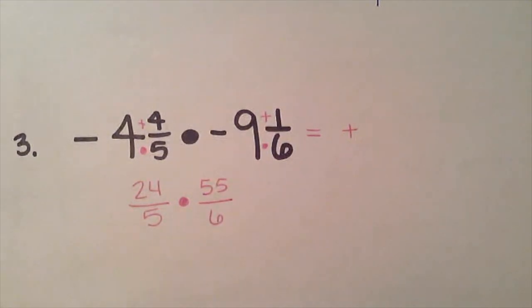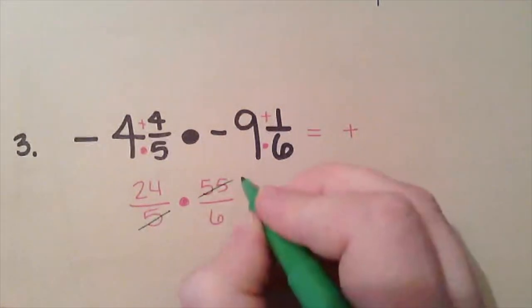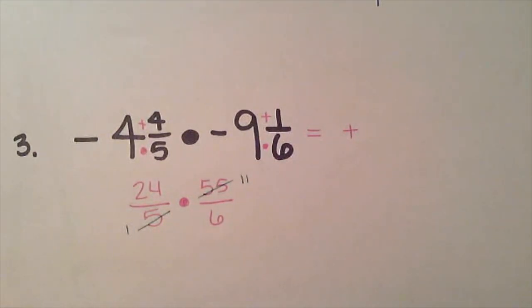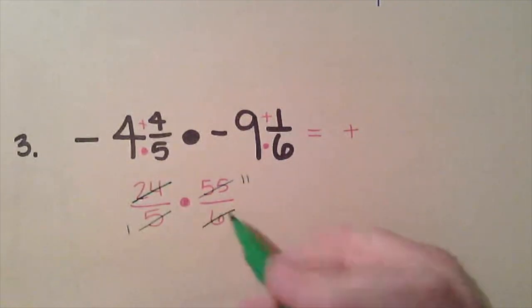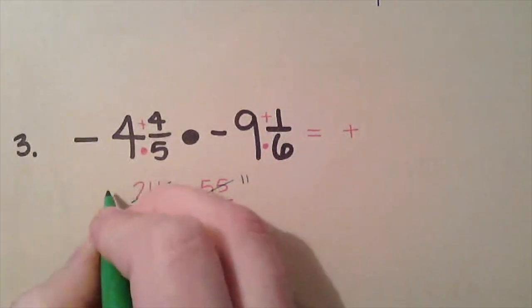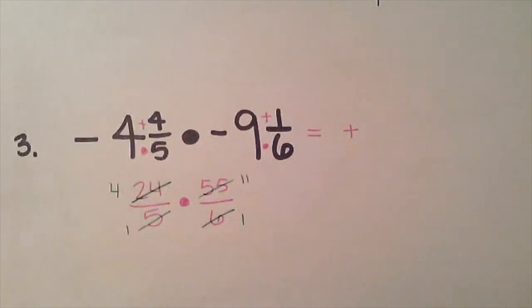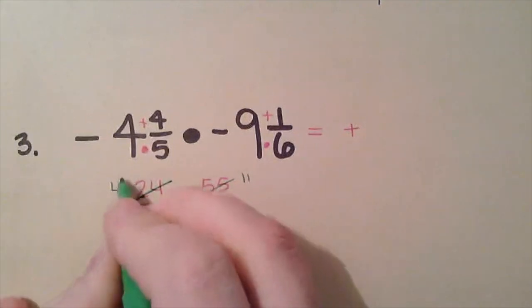I can already see this one's going to be a good one for simplifying. So I'm going to start here. 5 and 55. I can divide a 5 out of both of those. 55 divided by 5 is 11. 5 divided by 5 is 1. Now I look at the other diagonal. I can divide a 6 out of both of those. 24 divided by 6 is 4. 6 divided by 6 is 1.